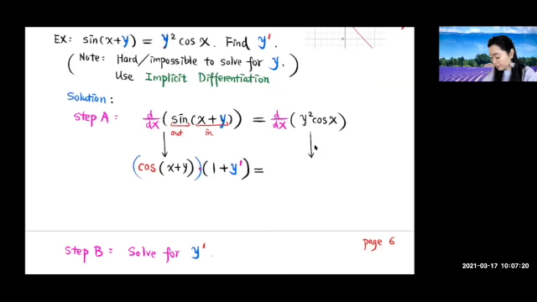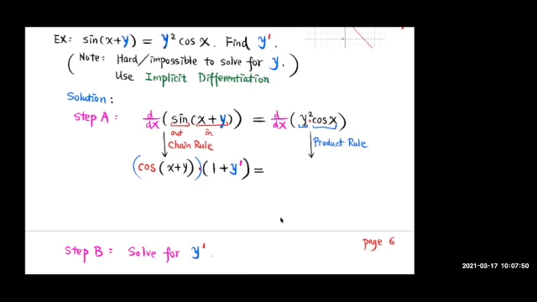The other side over here, notice that it's a product of two functions, this function and this function. So you have to use the product rule. So this one here, you use the chain rule. This one here, you use the product rule first. Okay, so use the product rule here. What do you get? y squared prime times cosine x?